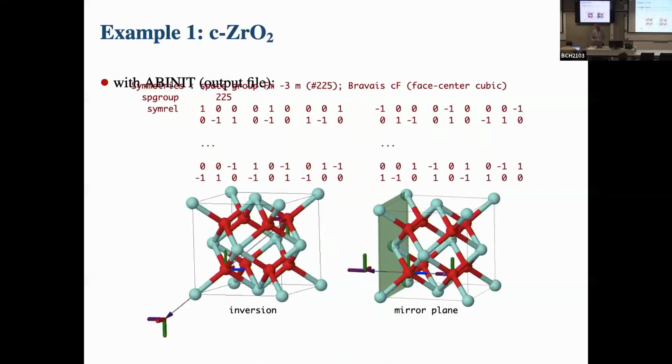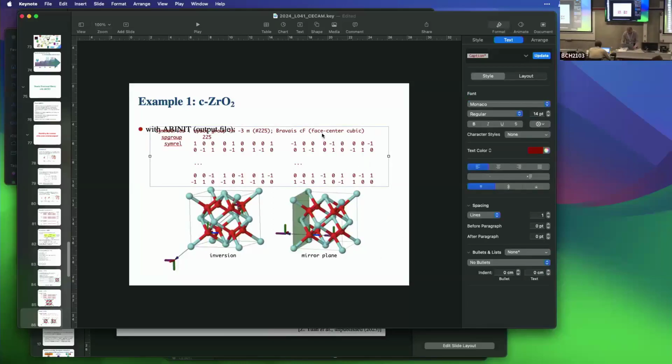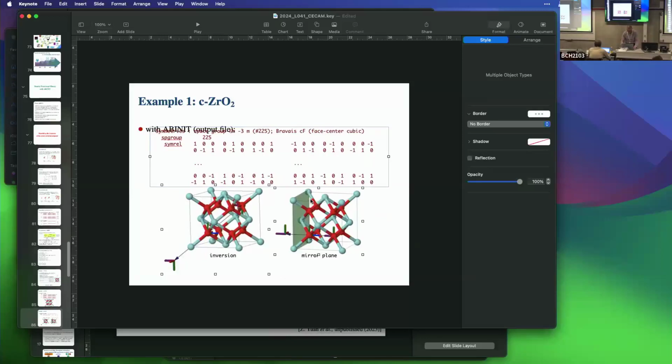If you enter that as an input to Abinit, it will, and sorry for all that, I'm going to change my slide online also, because otherwise it's going to be a mess for you. I'm sorry.